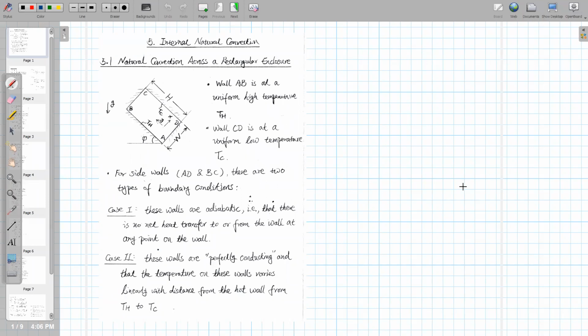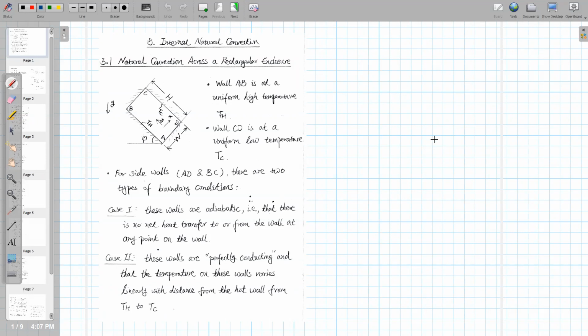So today's lecture will include two parts. The first half of the class, we will do chapter 5, which is the internal natural convection. The natural convection happens inside a rectangular enclosure. The second part of class, we will move on to chapter 6, which is about the turbulence effects on the convection. So chapter 6 will be the introduction to turbulent flows.